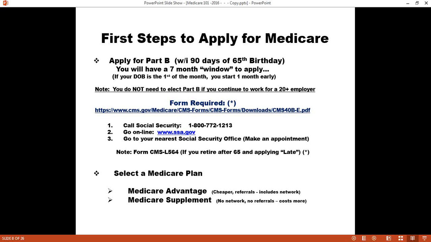That's right. And if you decide to stop working at age 65, then you have that 90 days on each end of your birthday to apply for Part B. But Part A is automatic when you turn 65, even if you're still working? Yep. You still have Part A. You have Part A the first of the month in which you turn 65. The only exception to that is if you're born on the first of any given month, then it goes back to the preceding month.